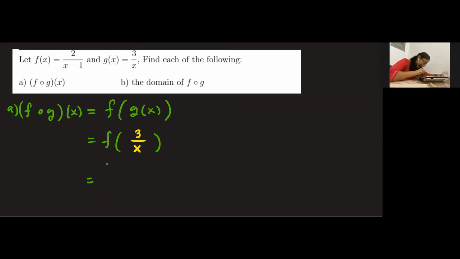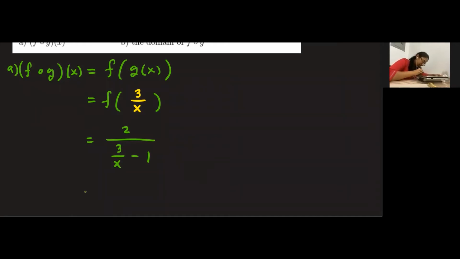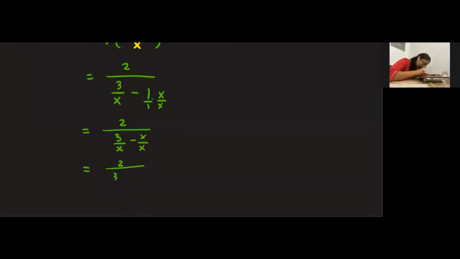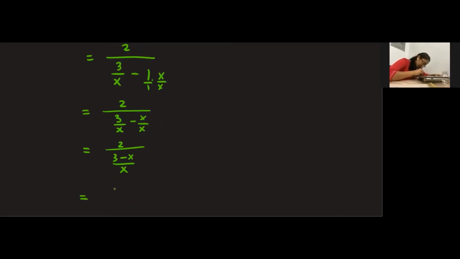So f is going to do 2 over x minus 1, while x is 3 over x, so we get 2 over 3 over x minus 1. So that's the composition. Let's go ahead and simplify this. So we have 2 over 3 over x, and I'm going to multiply 1 as x over x, so we have minus x over x, which will simplify to 2 over 3 minus x over x. And then by further simplification, this is simply 2x over 3 minus x. So that's our result for the composition.